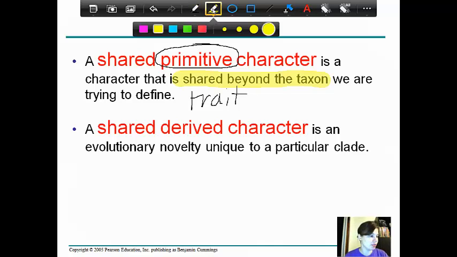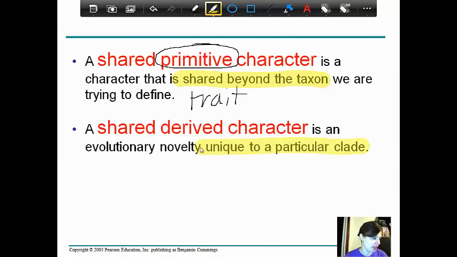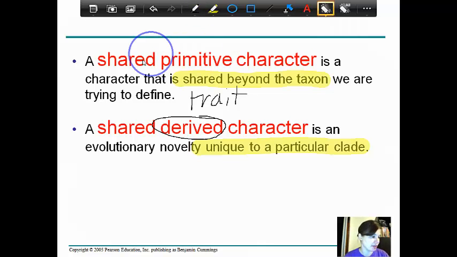Now the shared derived character is unique to a particular clade. This is a trait that did not show up until that clade or group evolved. Derived is the key word here. Derived is a new trait, whereas primitive is an old trait that existed before the clade existed. Hopefully that makes sense. Again, I'll give you an example here in just a moment.